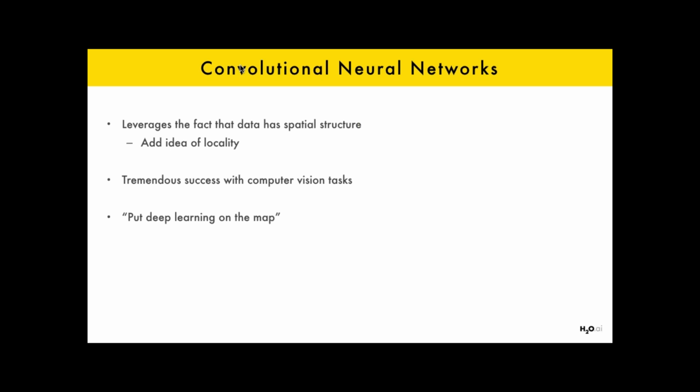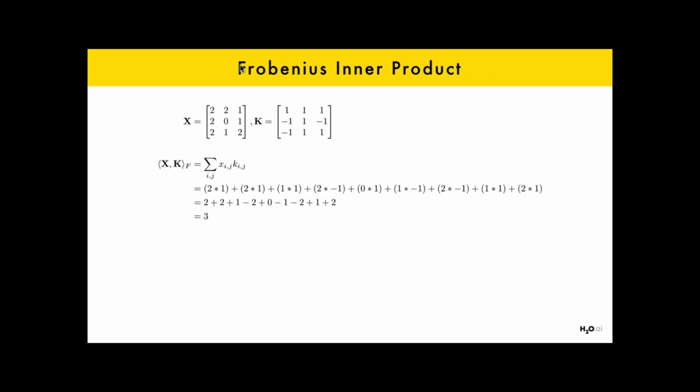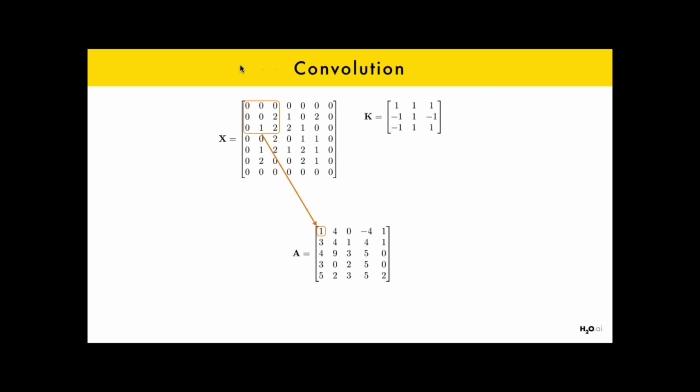So this really had tremendous success with computer vision tasks. And if deep learning put GPUs on the map, I would say convolutional neural networks and image recognition put deep learning on the map. And we'll see why. All right, so how does this convolutional neural network work? So let's start with some basic operation.